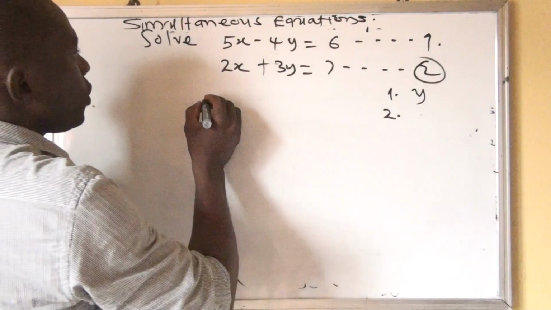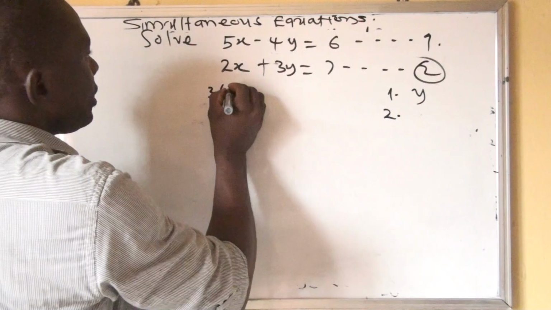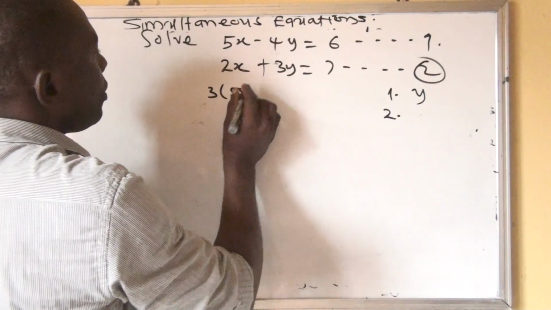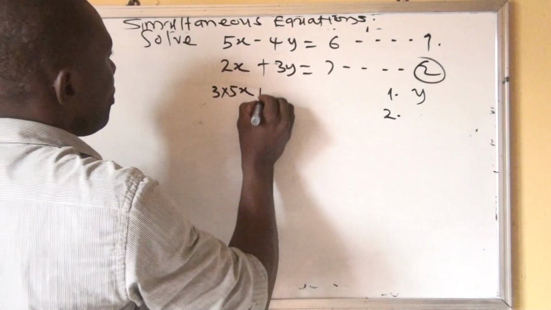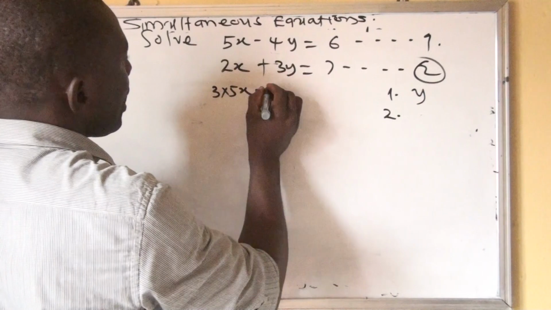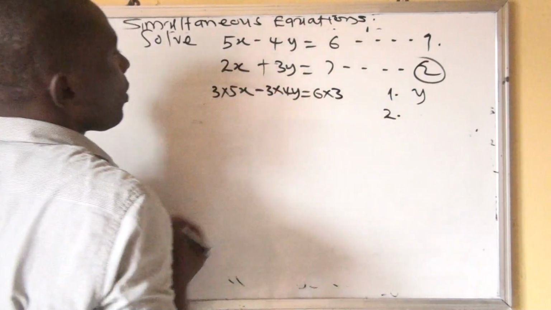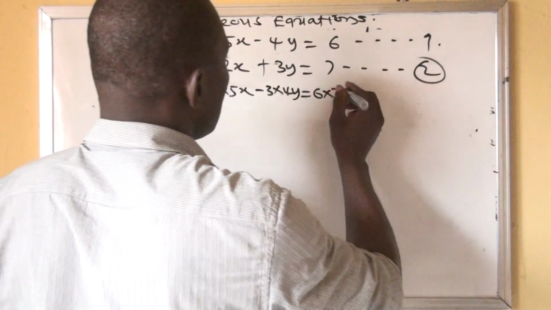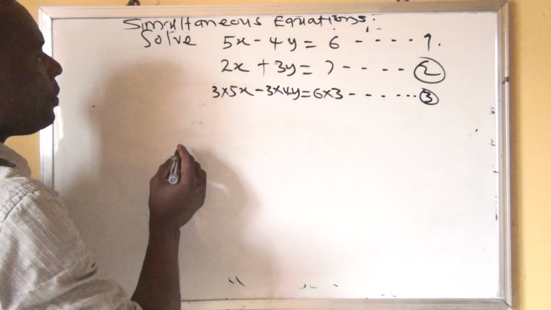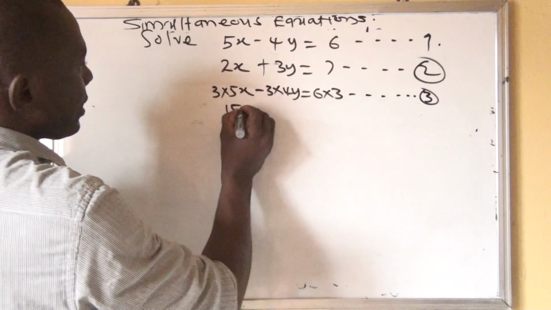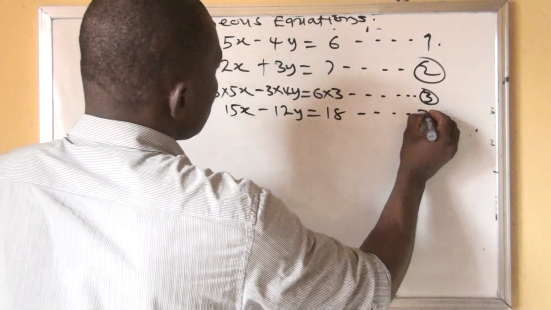That is step 2. So here we see this has become 3 bracket 5x. Okay, let me just do it straightforward. 3 times 5x minus 3 times 4y is equal to 6 times 3. This becomes another equation, equation 3. So here it becomes 15x minus 12y is equal to 18. This is our equation 3.